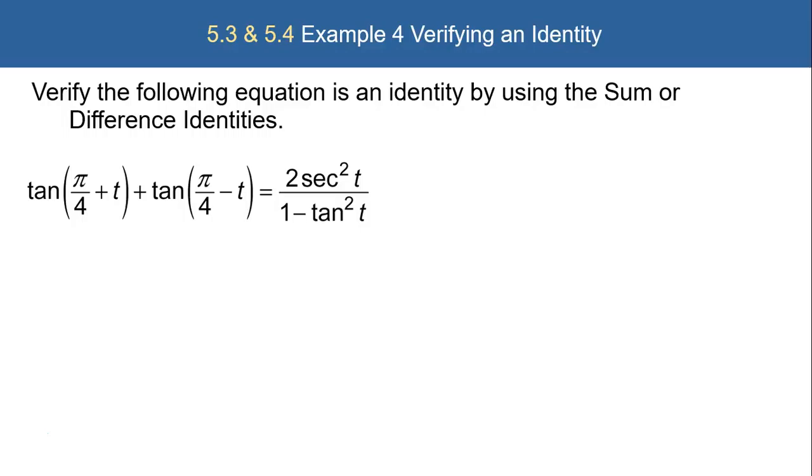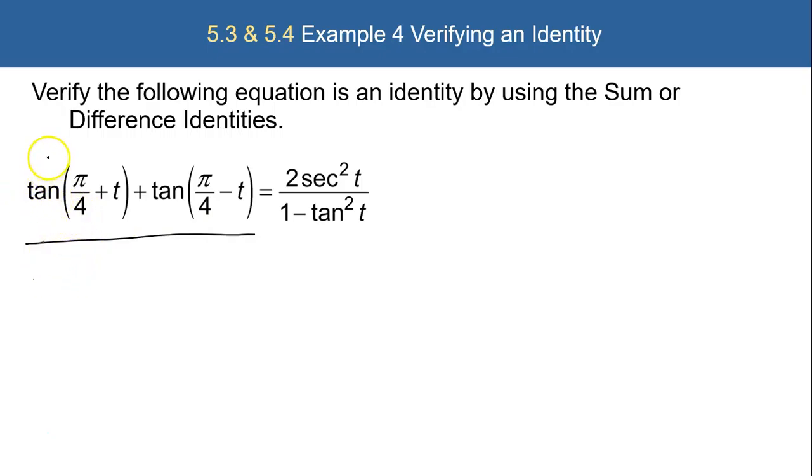And it's one of our verifying the identities. We're going to be using our sum and difference identities to simplify the left side of our equation down to the right side. Using the tangent sum identity for this part and the difference identity for this part, let's go ahead and start using those identities.